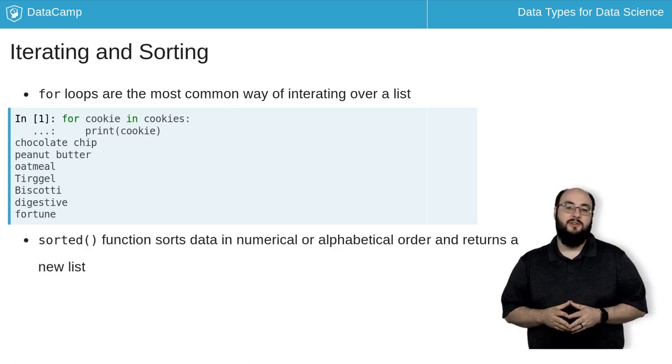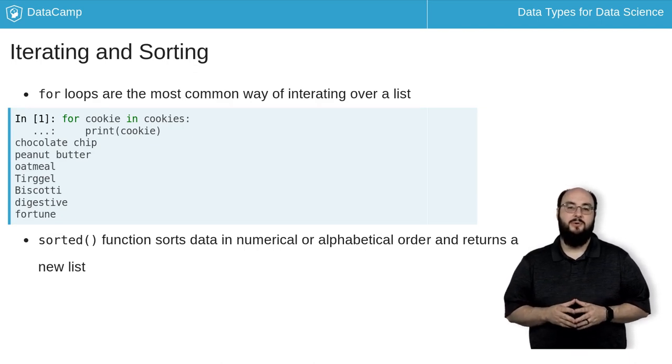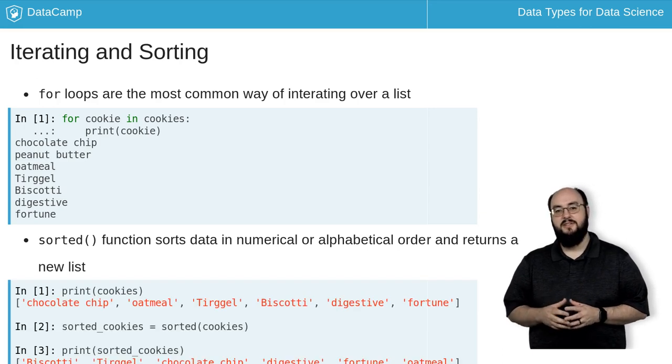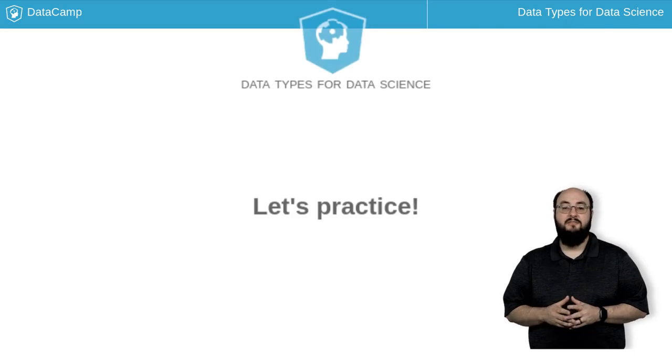Python provides the sorted function that accepts an iterable such as a list and returns a new list with the elements in the proper order. Here I sort the cookies list and then I print it so that I can see the cookie names in alphabetical order. Time for you to try this on your own.